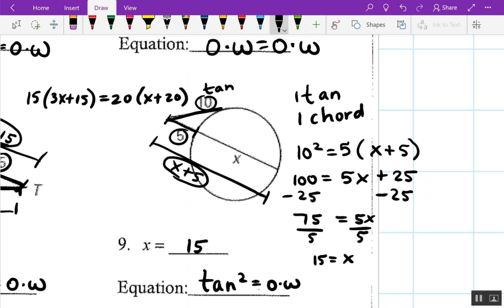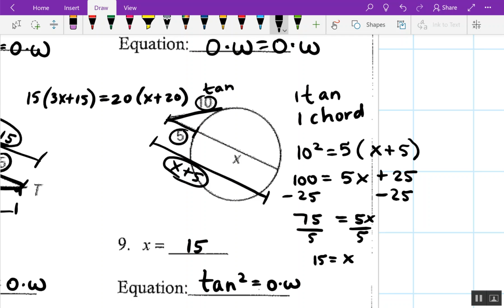It's about identifying which formula you're going to use and then being able to label it correctly. And then after that, it's just algebra. All right, the next one, what are you guys seeing? Tangent and a secant. All right, identify the tangent.